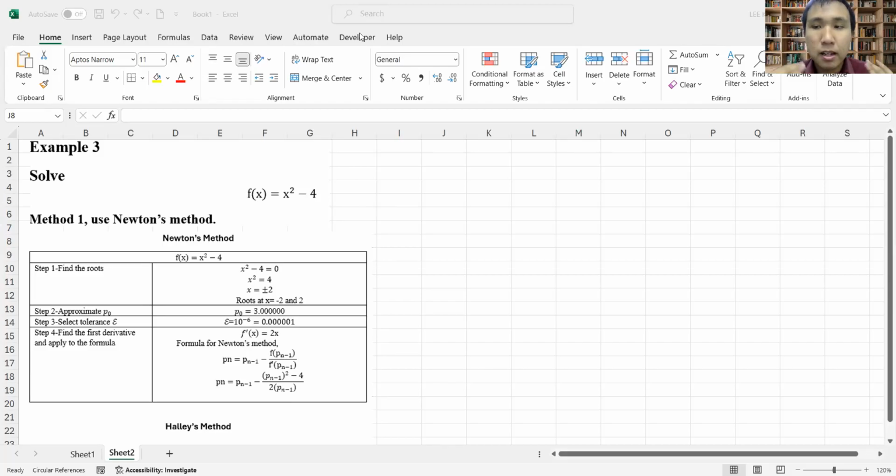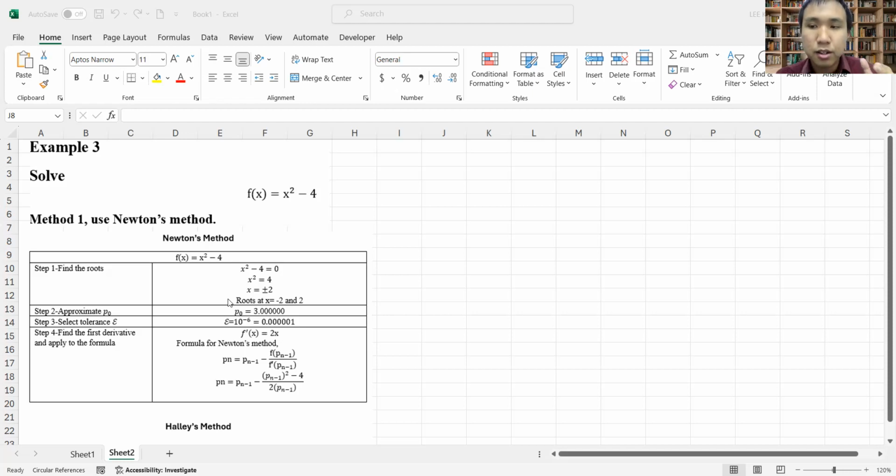Hi everyone. I'll explain example 3 of our examples, the function f(x) = x squared minus 4, using Newton's method and Halley's method. So we need to find the root. To solve any root finding problem, we need to find the root, and the roots are x equals -2 and 2. Next, we need to find the initial guess.